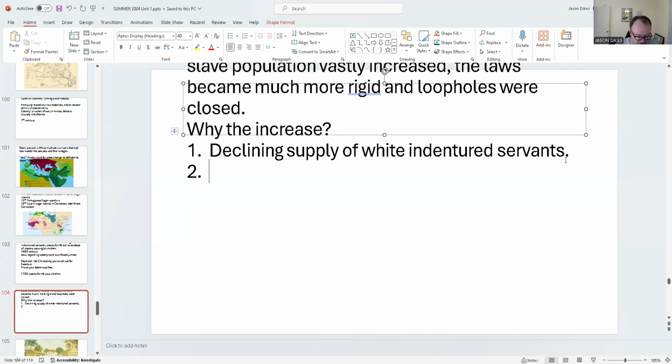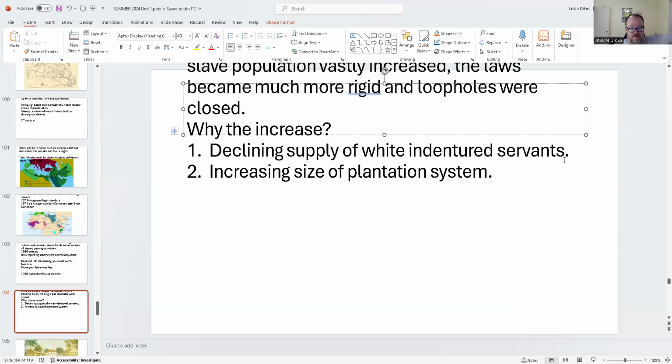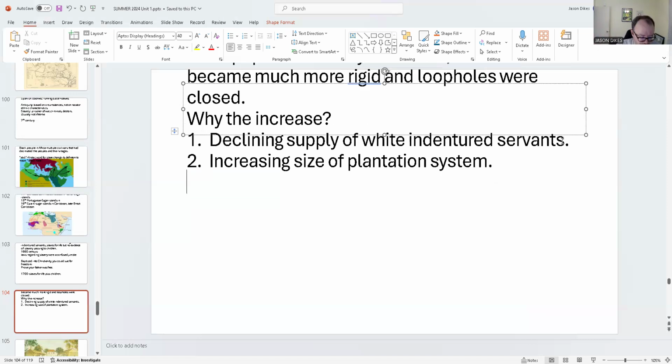At the same time, the plantation system was spreading. The Carolinas were now being settled in this period, and the plantations were not only getting bigger, but there were more and more of them. So at the same time that your labor supply is dropping, your need for labor is going up. And so you have to find the third labor force.